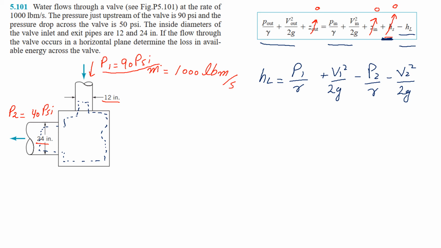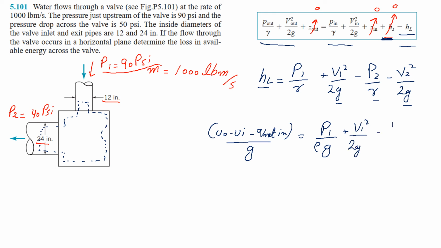To cancel out the rho g term, the gravitational acceleration term, we multiply both sides of this equation by g. We know that our HL is equal to u naught minus ui minus the net rate of heat transfer in, divided by g, is equal to P1 divided by rho g plus V1 squared divided by 2g, minus P2 divided by rho g, minus V2 squared divided by 2g. So to cancel out the gravitational acceleration, I am going to multiply both sides by it. So this is what my equation will now look like.